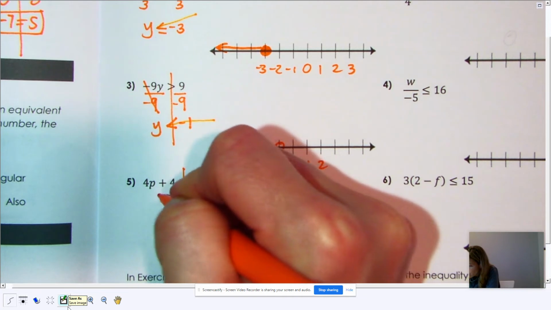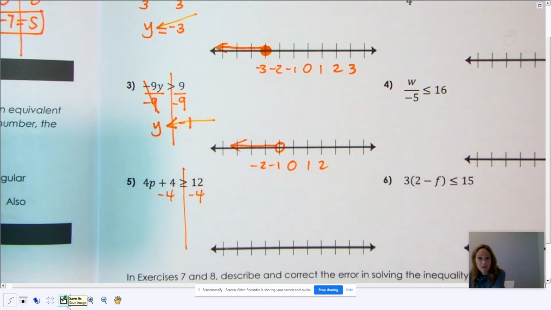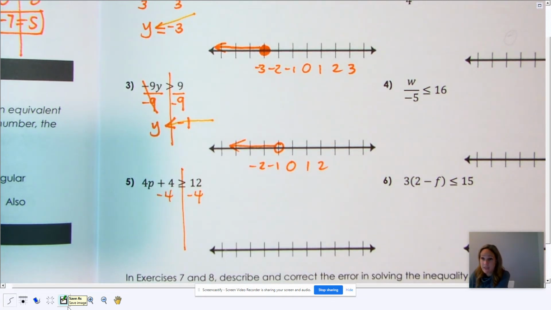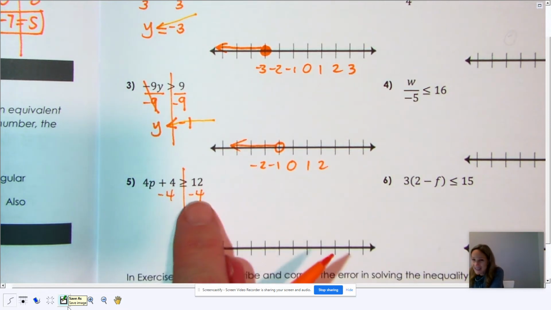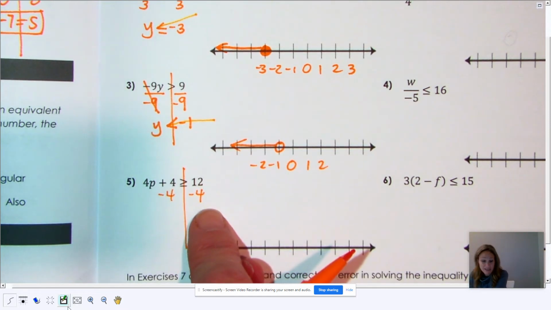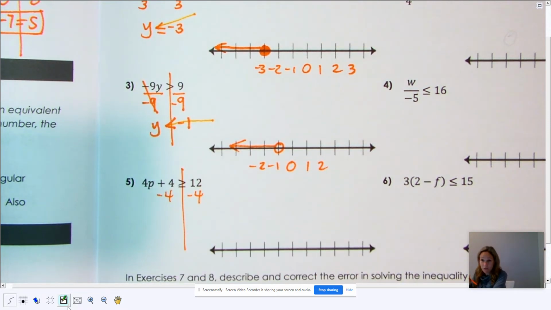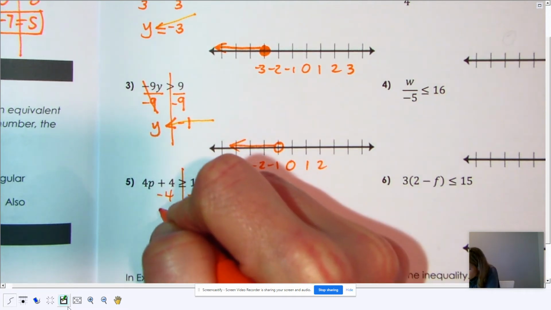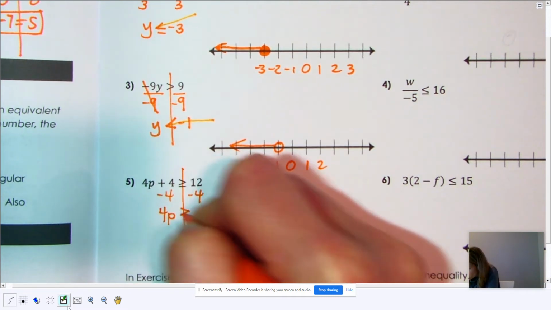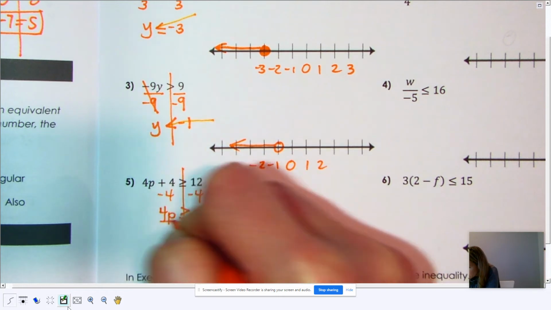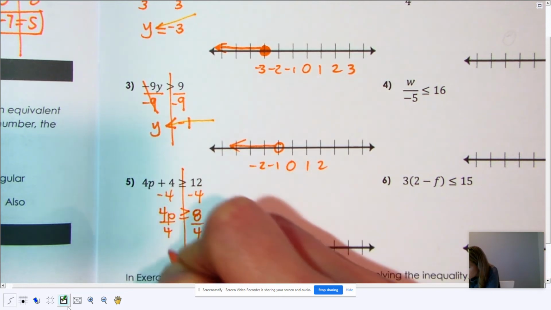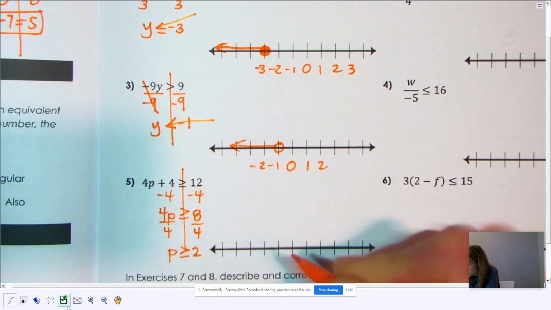So here we go on this one, -4 on both sides. It's okay if we subtract 4 on both sides. That's fine. Even though that's negative, I'm not multiplying or dividing. It's not changing the sign. I'm just taking 4 away. So I do not flip the sign on this one. 4p is greater than or equal to 8. Divide by 4 on both sides. So p is greater than or equal to 2.